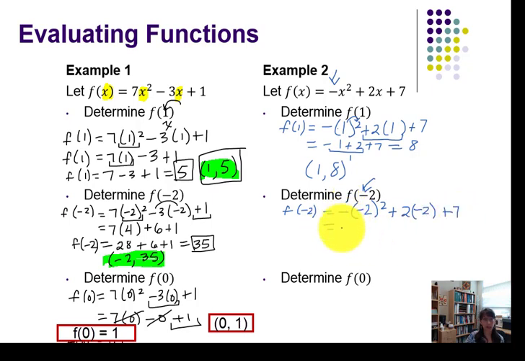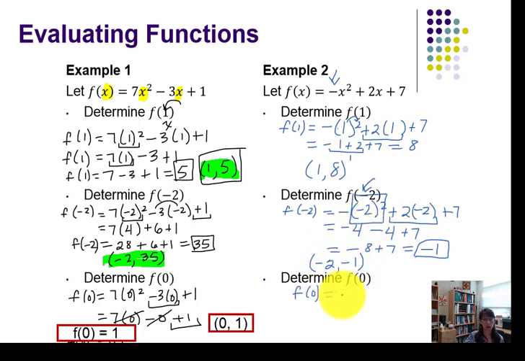So we keep the negative that is outside of the quantity, square that quantity of negative 2. Negative 2 times negative 2 would make positive 4. Next, 2 times negative 2 would be negative 4. Last, we're adding 7. Negative 4 minus 4 would give us negative 8 plus 7. So that total is negative 1. That's our output. So the ordered pair we generated had an input of negative 2 and an output of negative 1.